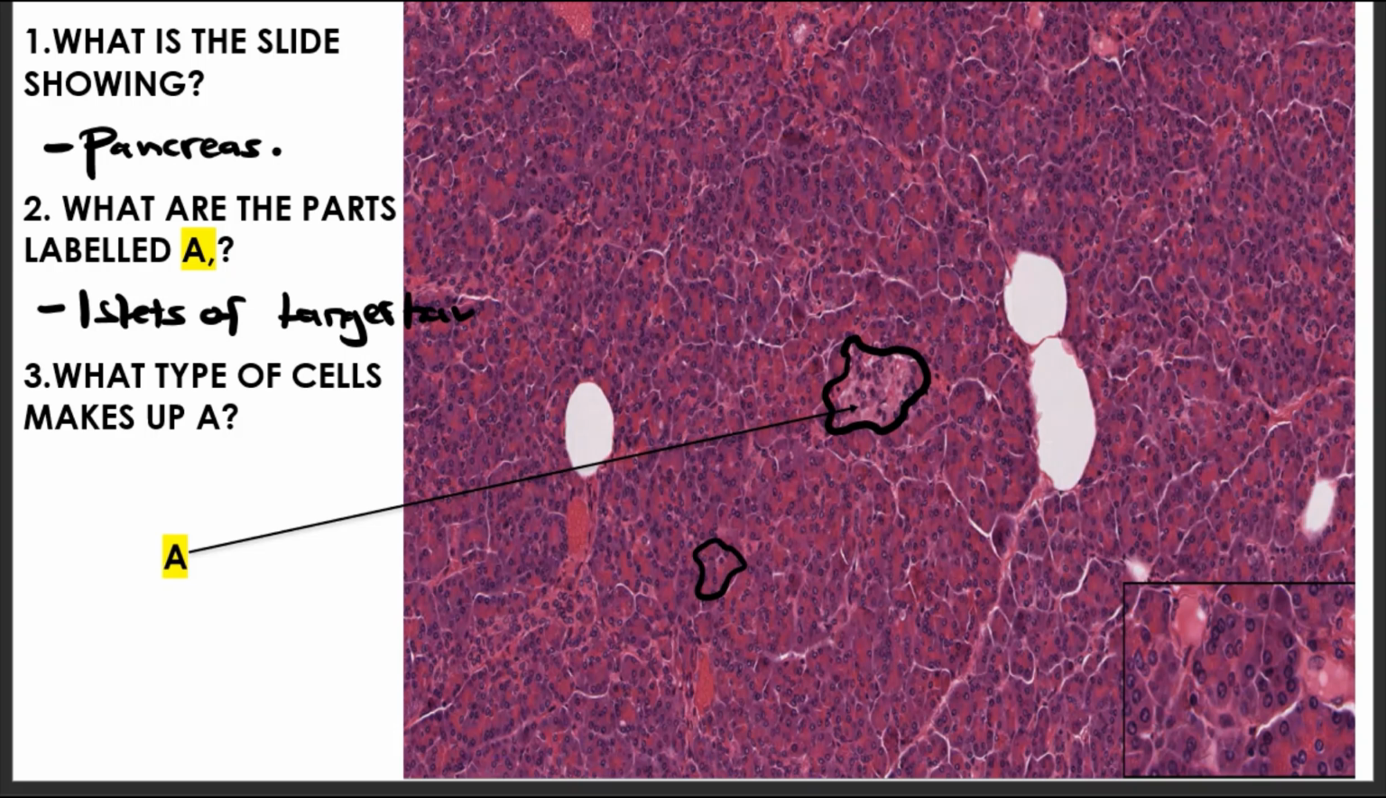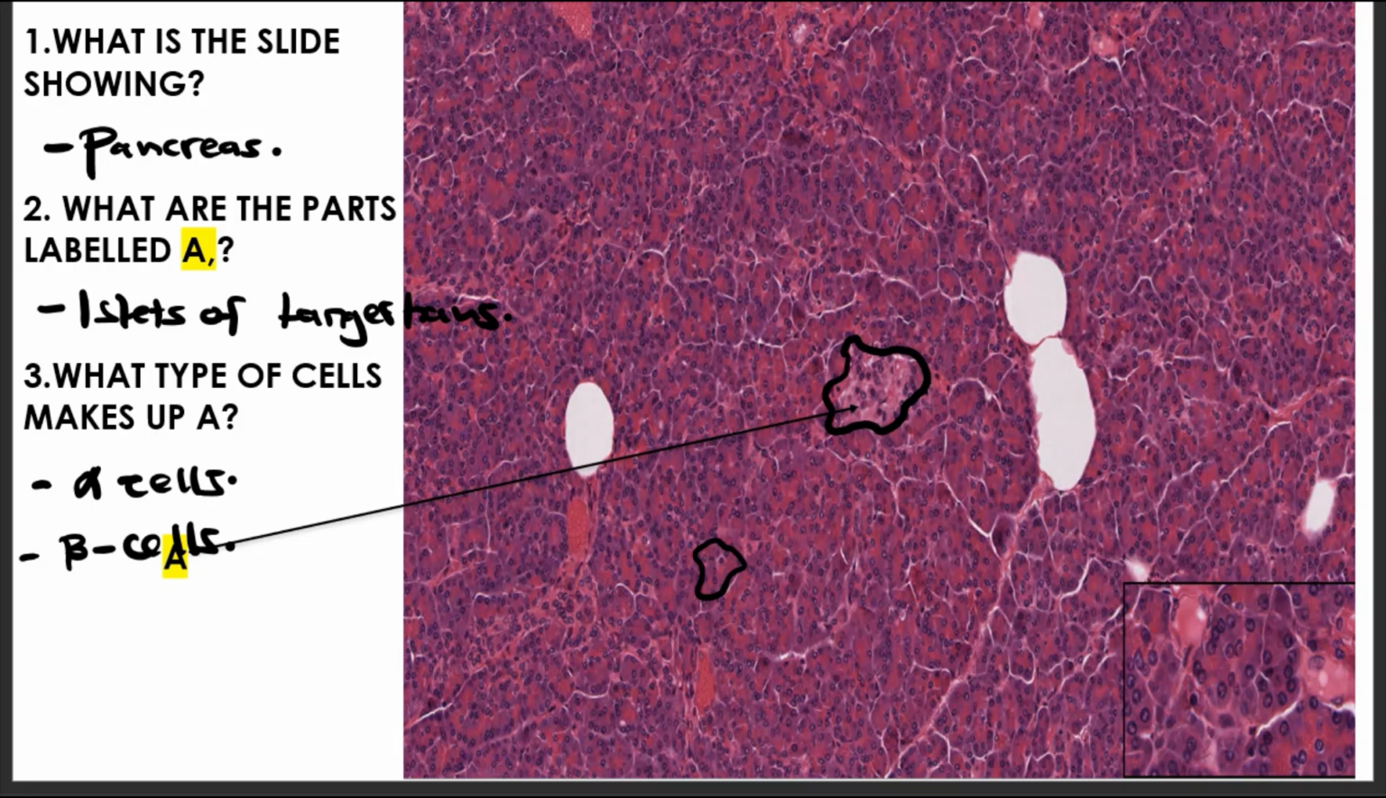Islets of Langerhans. What type of cells are found in the islets of Langerhans? We find the alpha cells which secrete glucagon, and then we find the beta cells which secrete insulin.